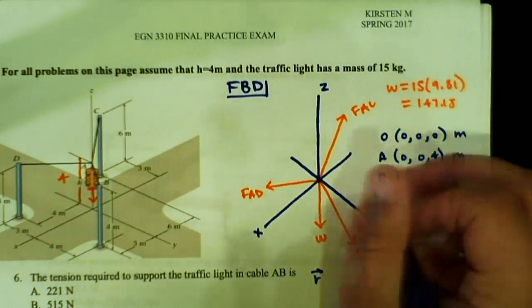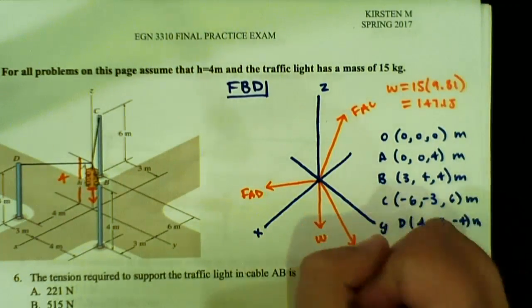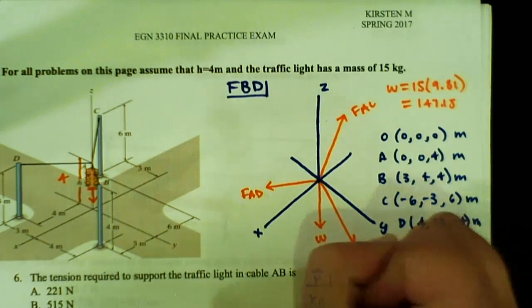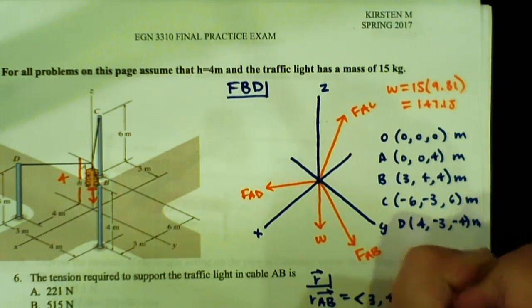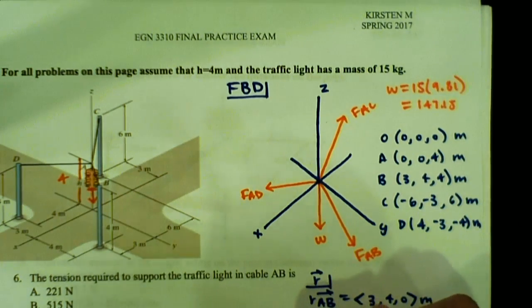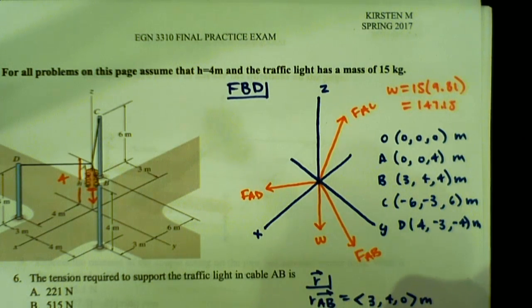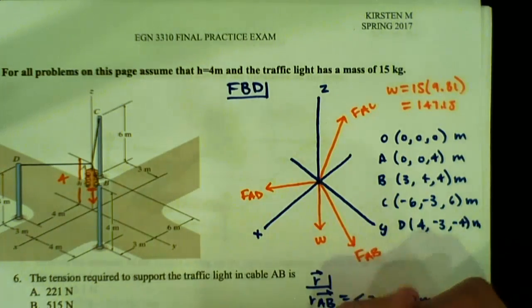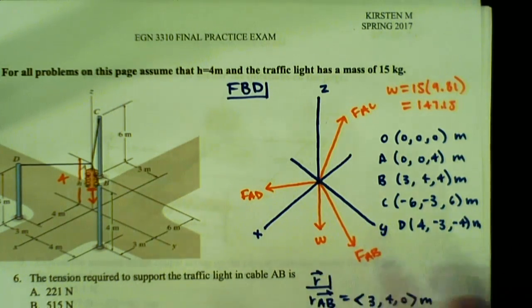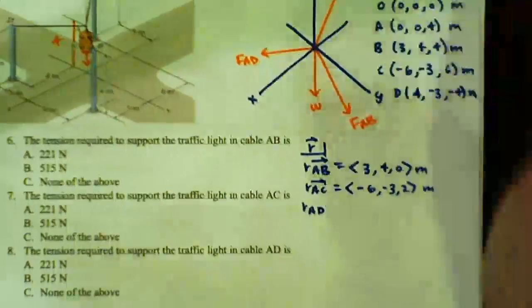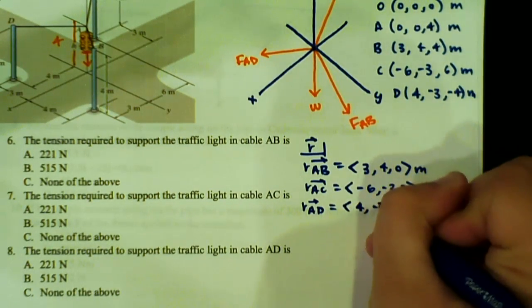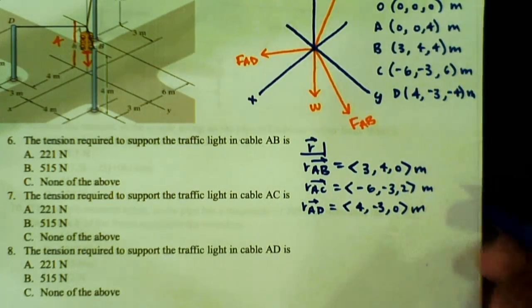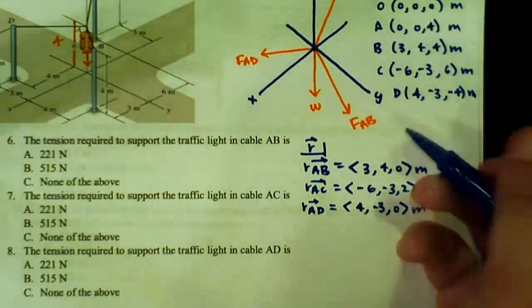Okay. So for R, we have RAB, which is going to be 3, 4, 0. We have RAC, which is going to be -6, -3, and 2. And then we have RAD, which is going to be 4, -3, and 0. So now we know what our position vectors are.